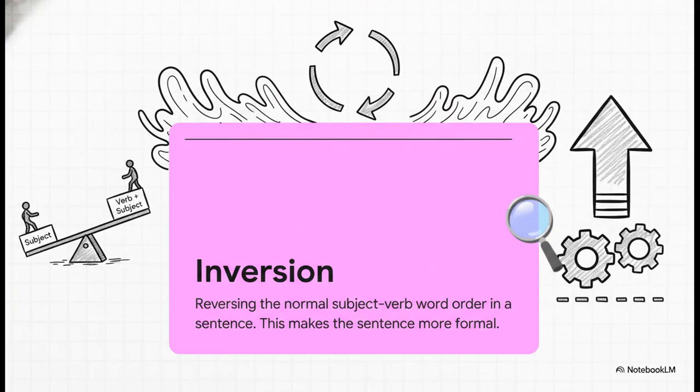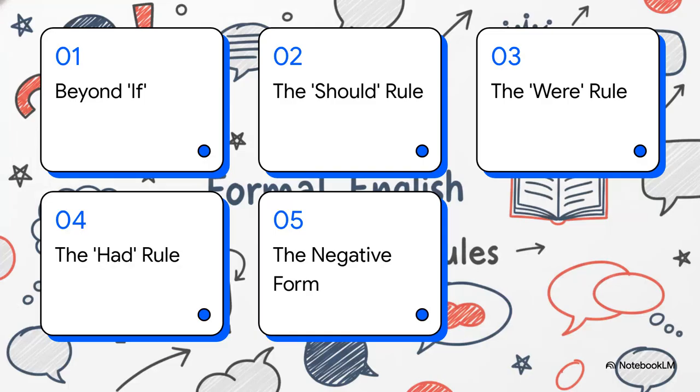So what is inversion, really? Well, at its core, it just means we're flipping the usual subject-verb order. So instead of you should, it becomes should you. It seems like such a tiny change, but believe me, it makes a huge difference to the entire tone of your sentence. Okay, so let's get into how this actually works.